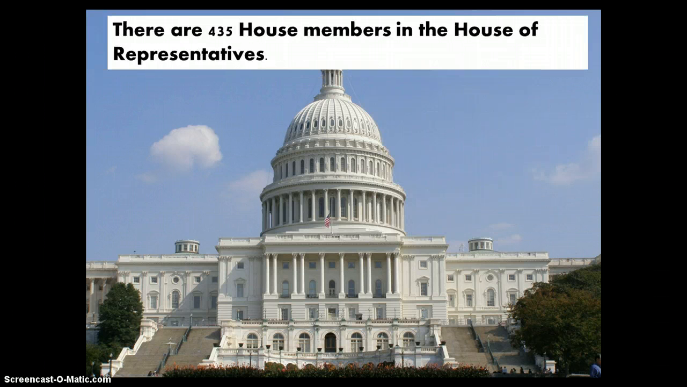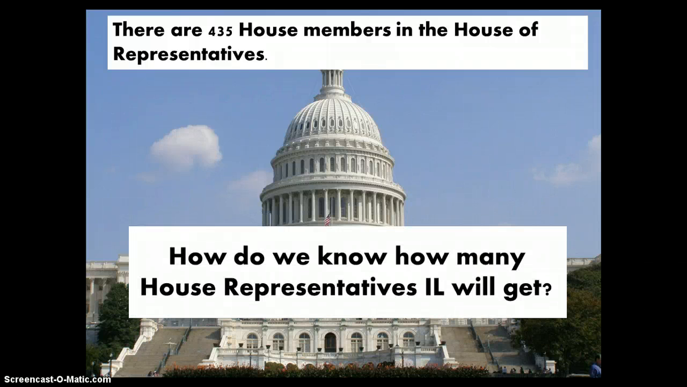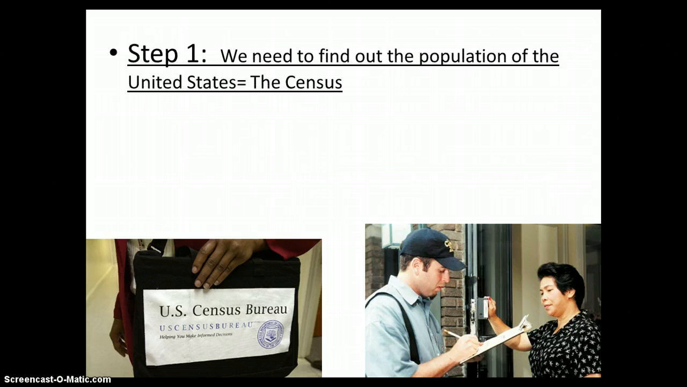Now, there are 435 House members in the House of Representatives, and the question that we're posing today is how do we know how many of those 435 House Representatives Illinois will get? Now, the first step is we need to find out the population of the United States, and this occurs through the census, which takes place every 10 years.